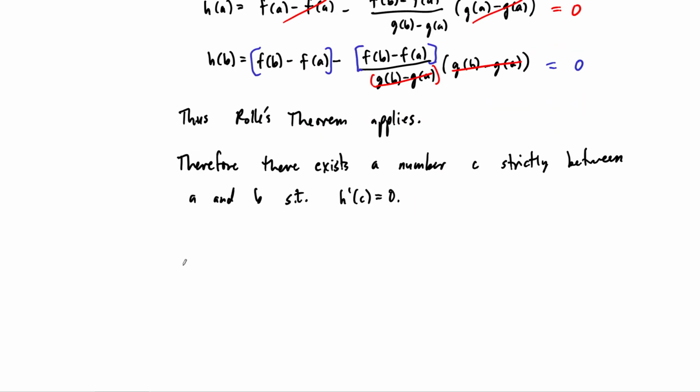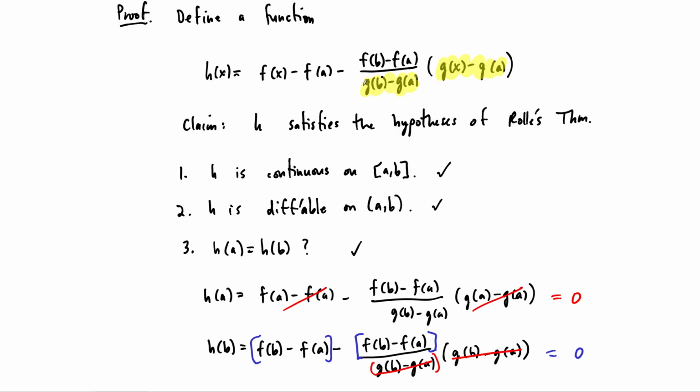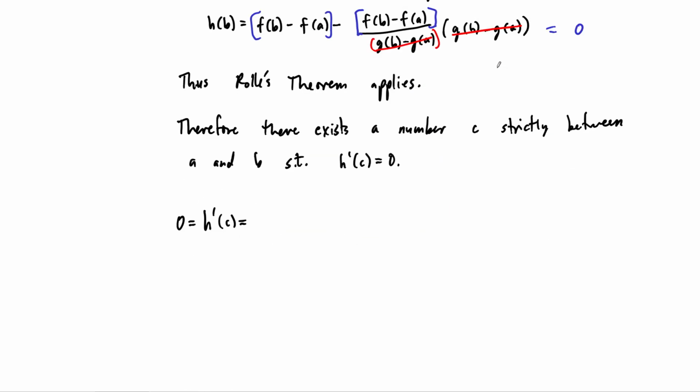So on one hand, we've got 0. On the other hand, we have h prime of c, right? Well, we can compute the derivative because this function, if we scroll back up, is differentiable and we can compute it. The derivatives of these are just going to be f prime, 0, that's a constant, right? This constant is going to hang around. g prime, 0, that's a constant, right? So what we end up with is that we get f prime of c minus this ratio, f of b minus f of a, over g of b minus g of a, all times g prime of c, right?